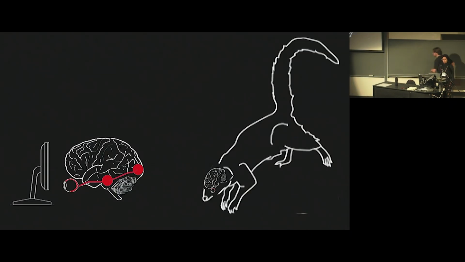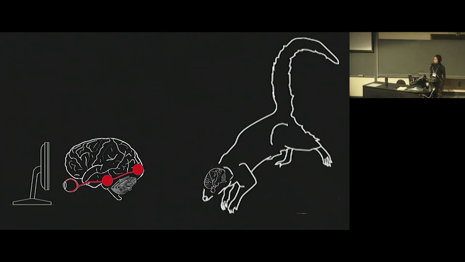Thank you. Okay, so this is going to be a two-part talk today. In the first part, I'm going to talk about my postdoc work, which I did with David Fitzpatrick at the Max Planck Institute in Florida. And it has to do with understanding representations of visual space in the brain.